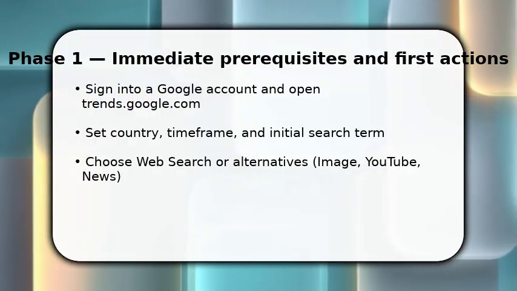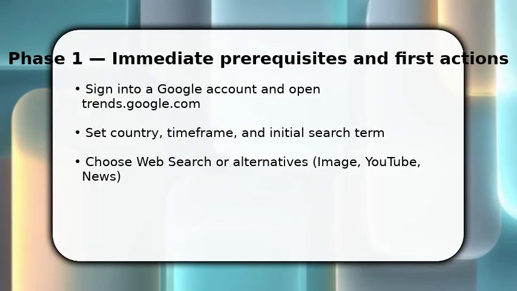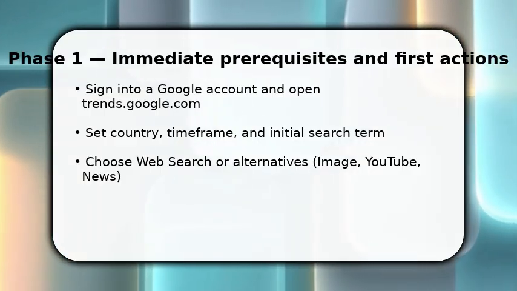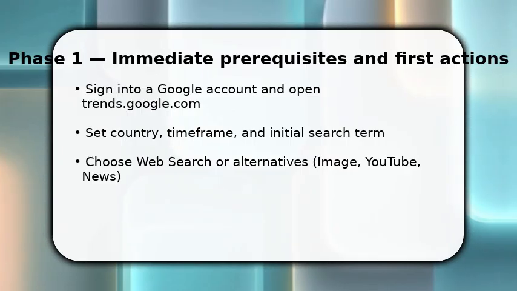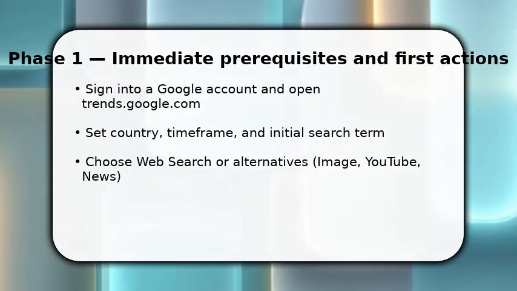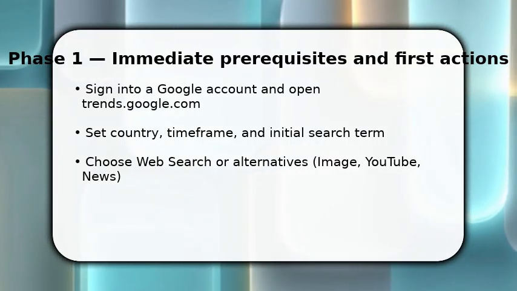You're ready to begin. Sign into Google, open Google Trends, and pick your country. This ensures relevant regional data. Enter a clear search term and set a time frame. Short windows show spikes, long ranges reveal trends.